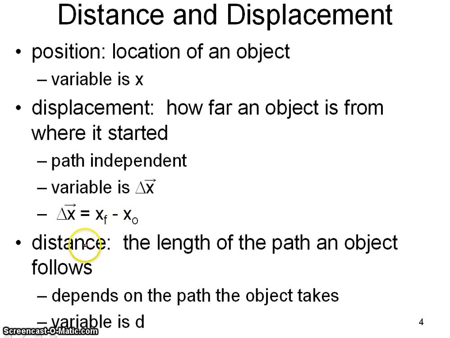Now for distance. Distance cares about the path. Distance is the length of the path an object follows. It depends on the path the object takes. And its variable is d. Now notice distance is a scalar, so it has no arrow over it. Distance doesn't care about direction. It only cares about how long the path the object follows is.